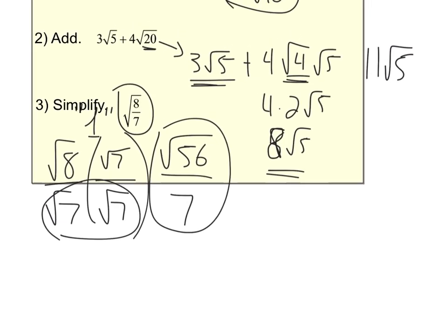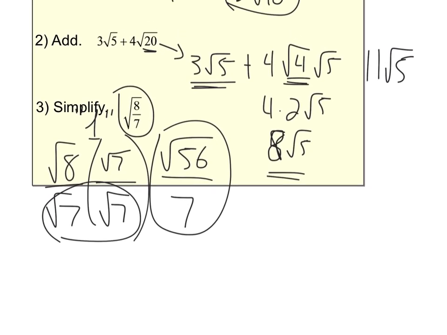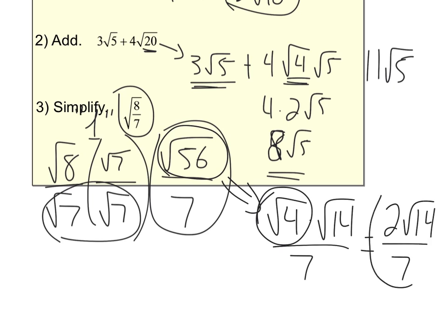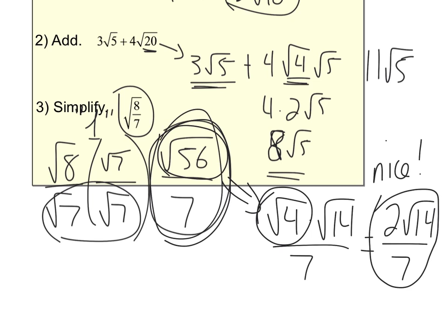I would take this answer. I would love it if you guys could be a little clever and realize that 56 can be split up into 14 and 4. And square root of 4 is just 2. So 2 square root of 14 over 7. That would be an awesome answer. This would be very nice. Okay? I would take this, but come on, you're trig kids. Take an extra step and do the perfect answer.